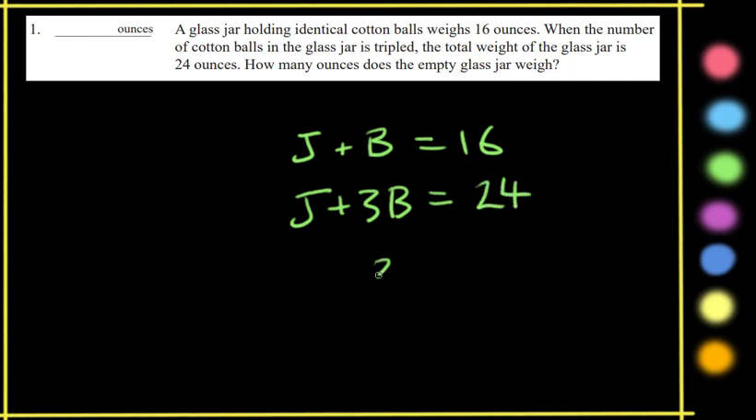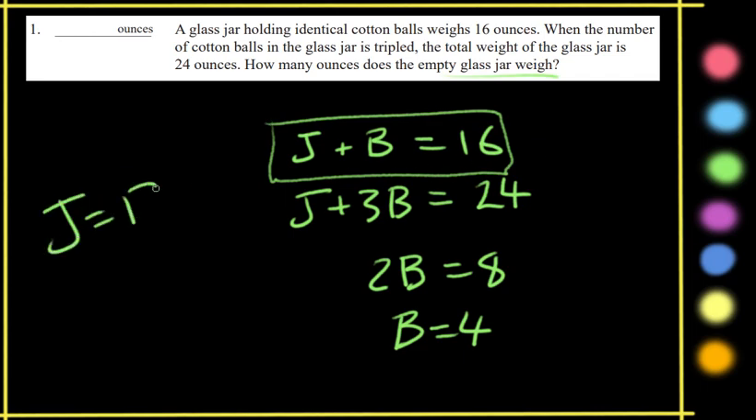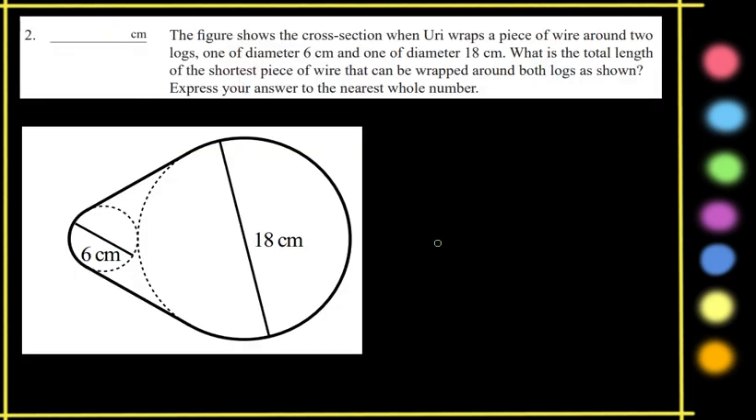And if you subtract these two, you get 2b is equal to 8, so b equals 4. And what do they want to know? They wanted to know how many ounces the jar weighs. So since b is 4, j must be 12 from this one. So j equals 12. All right, that one wasn't too bad. Let's go ahead and take a look at the next one. This one was a tricky one.